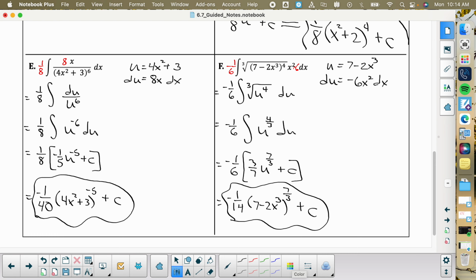No, I just left. It also would be fully correct if you wrote the parentheses on the denominator as a fifth power. Same with this one, you could write it as the cube root of that parentheses to the seventh. That'd be fine as well.